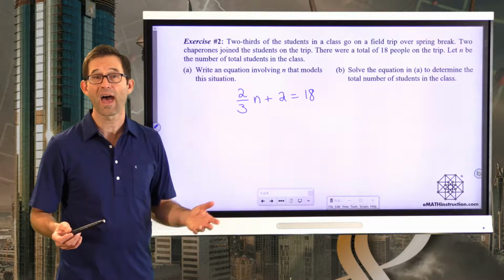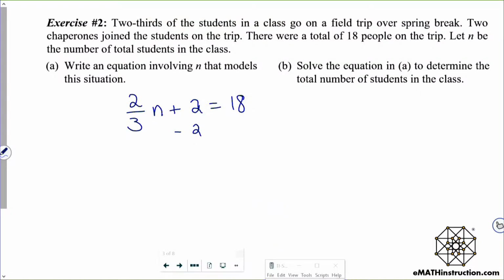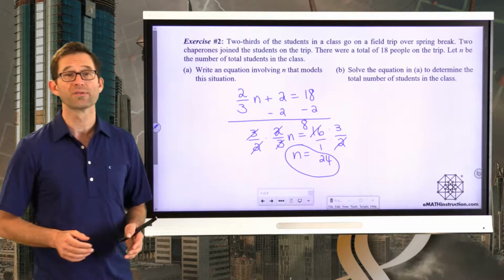All right, well, this is a snap compared to the other ones we've been doing. In fact, we'll just do the solution right here. I'm going to subtract 2 from both sides. That's going to give me 2/3 times n is equal to 16. Now I'm going to multiply both sides by 3/2. Cancel. If I want to think about it this way, the 2 goes into 16 8 times. 3 times 8 is 24. So the number of kids who go on this trip is 24.